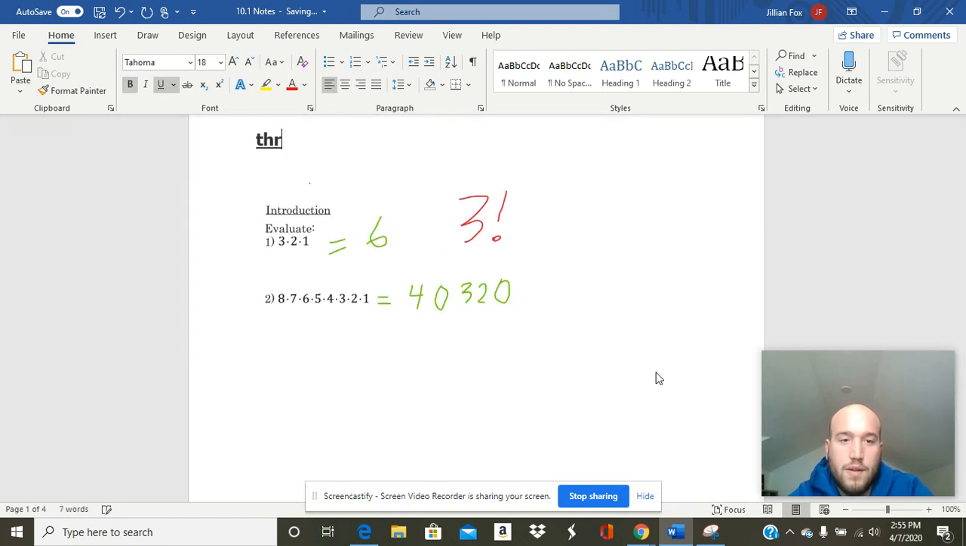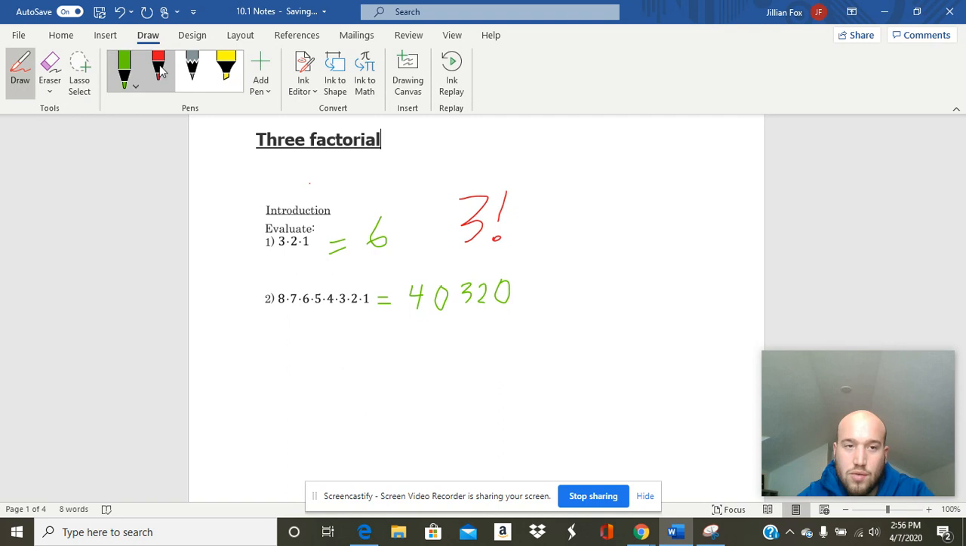Here we go, sorry. 3 factorial. Okay, that's how you would read that. And basically what it means is just 3 times 2 times 1. You start at whatever that number is, and then you count down, and you have to multiply each of those. So 8 times 7 times 6 times 5 times 4 all the way to 1, that would be 8 factorial.